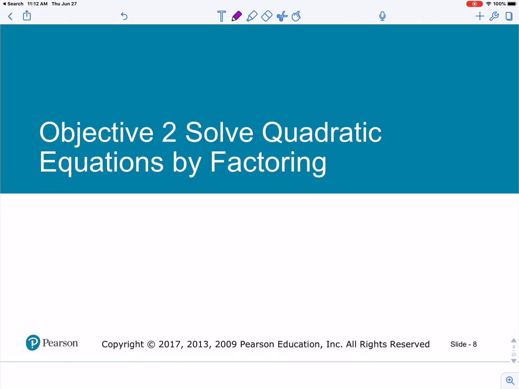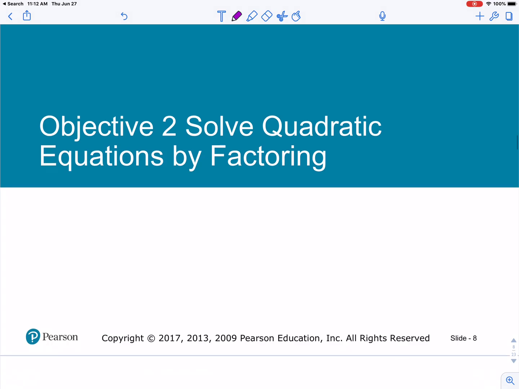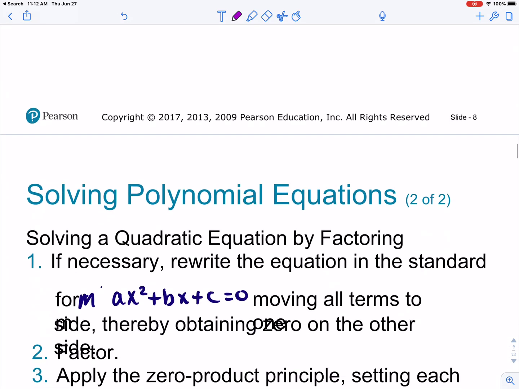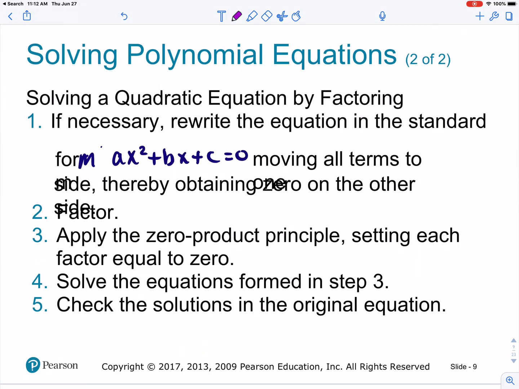Okay, so now we're going to step it up a little bit. We're going to solve the quadratic equation by factoring. So what we're going to have to do is factor it first. Solving a quadratic equation by factoring: if necessary, rewrite the equation in standard form, moving all the terms to one side, thereby obtaining a 0 on the other side.